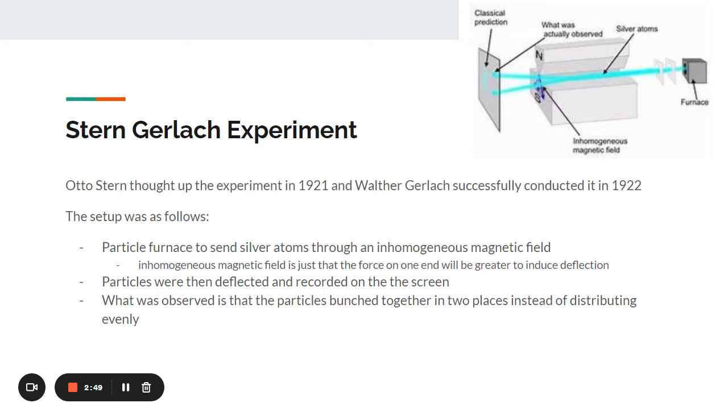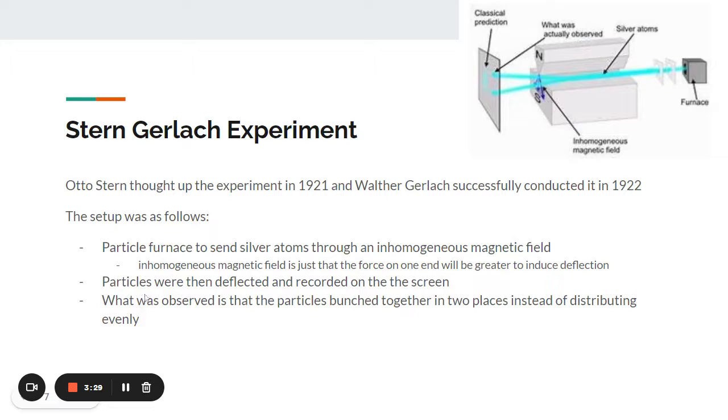As for the experiment itself, a scientist by the name of Otto Stern thought this experiment up in 1921, and Walter Gerlach completed it successfully the next year. The setup was as follows. A particle furnace sent silver atoms through an inhomogeneous magnetic field. That just means that the force on one end of the magnetic pole will be greater in order to induce deflection, as you see here. You see how there are two streams of particles because the magnetic field is stronger on one side than the other.